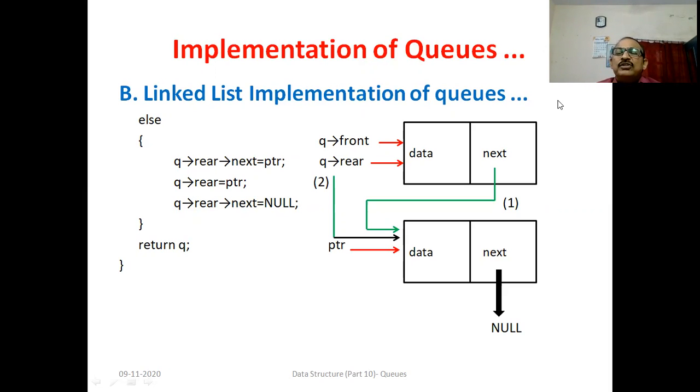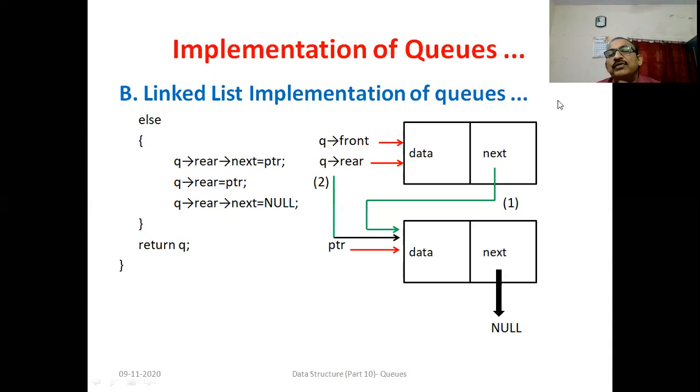As we know, the addition operation is performed at the rear pointer. So here we set queue rear next is equal to PTR, which means the queue rear next field points to the PTR. Next statement, we set queue rear to PTR. And you can see we are not disturbing the queue front value. Next statement, queue rear next is equal to null. Next statement, return queue.